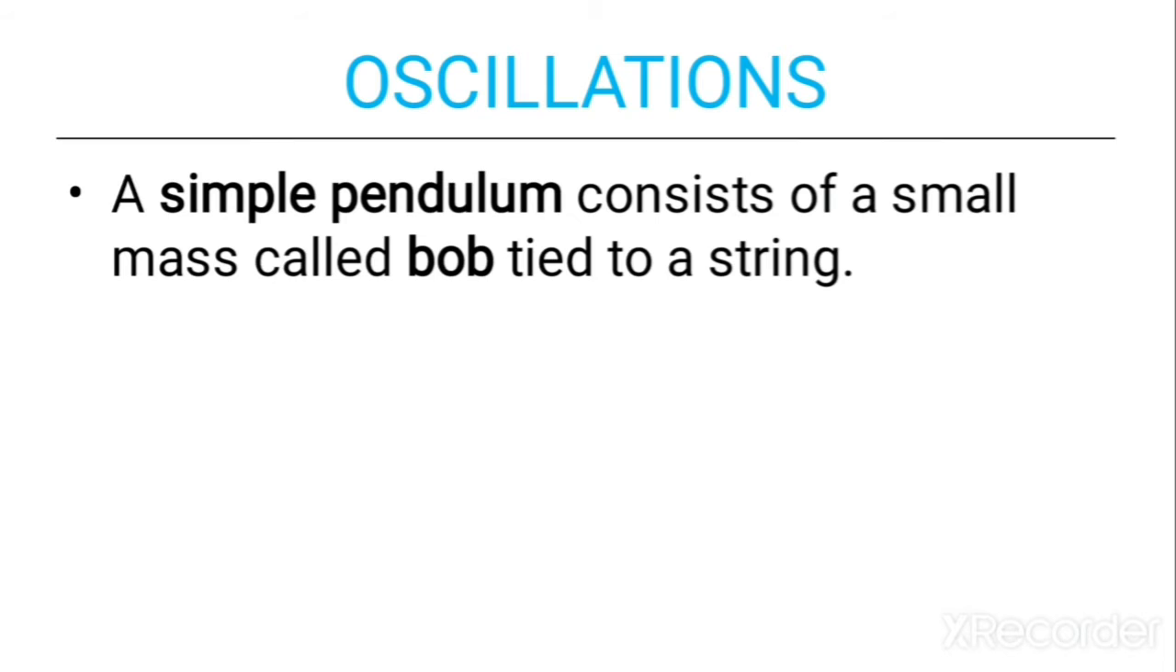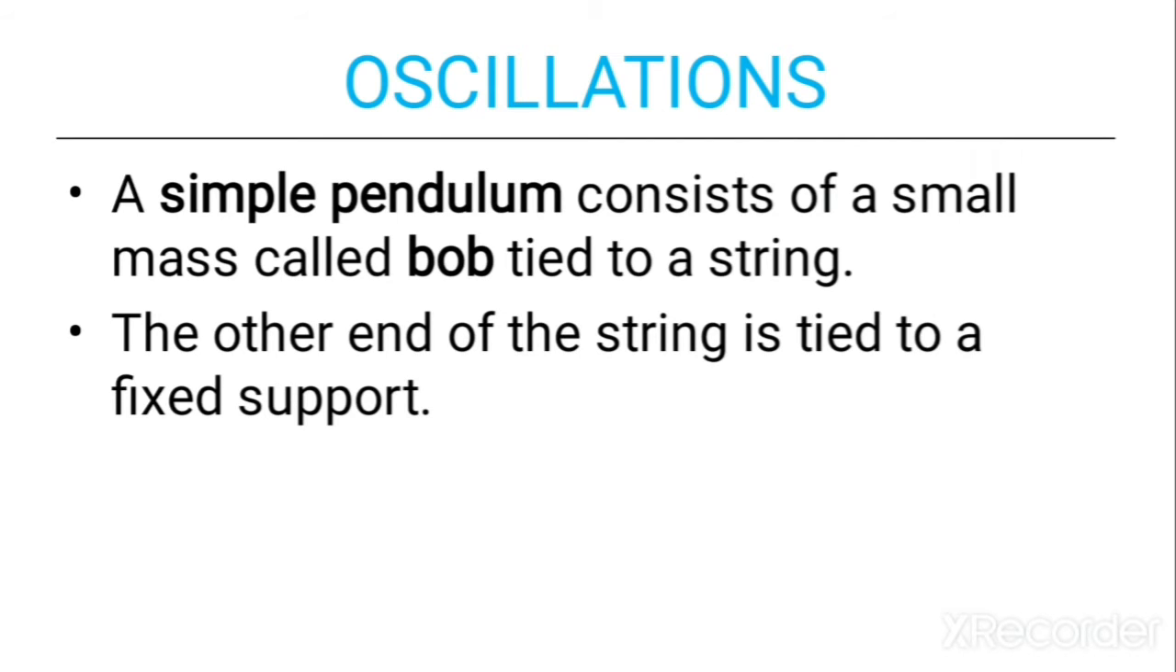Oscillations. A simple pendulum consists of a small mass called a bob tied to a string. The other end of the string is tied to a fixed support. So a simple pendulum has two parts to it. One is a heavy metal bob, which is hung at one end, and the other end is tied to a fixed support.